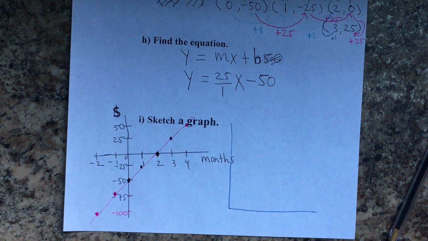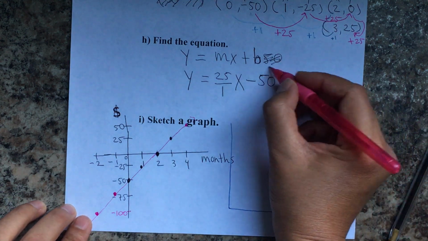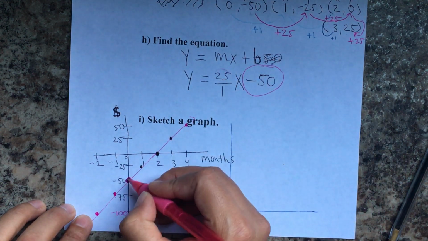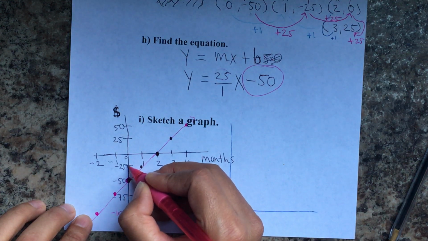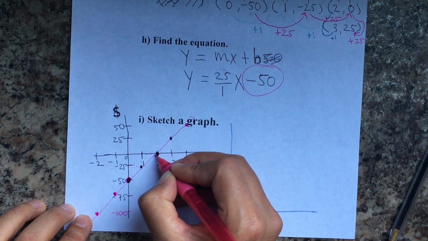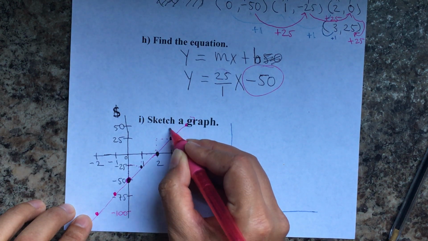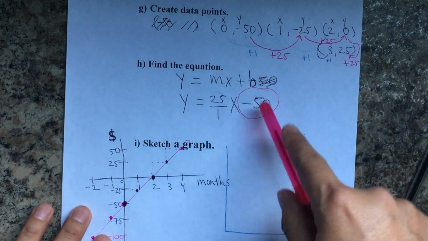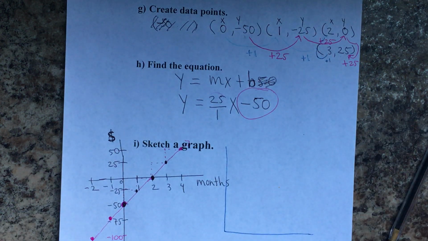If you think about it with the equation, this is my initial point, this is my rise, it goes up 25, 1, 25, 1, 25, 1, 25, 1. Okay, so you can use either the points or the equation to graph.